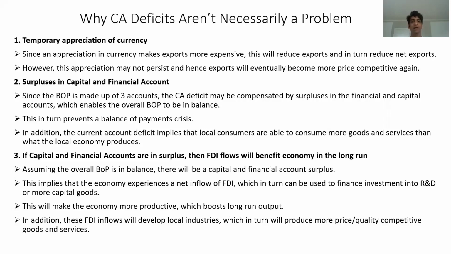Now, secondly, I think this is really important, remember, the current account is not the only component of the balance of payments. It's made up of three accounts. We have the capital and financial account that we need to account for. And the current account deficit may be compensated by surpluses in the financial and capital accounts, which means that the balance of payments is in balance, and therefore we avoid a balance of payments crisis. Now, this is an argument that is often made in the context of the UK and US. Yes, these countries run pretty large and persistent current account deficits, but they do make up for it with their other accounts, and therefore their overall balance of payments is intact.